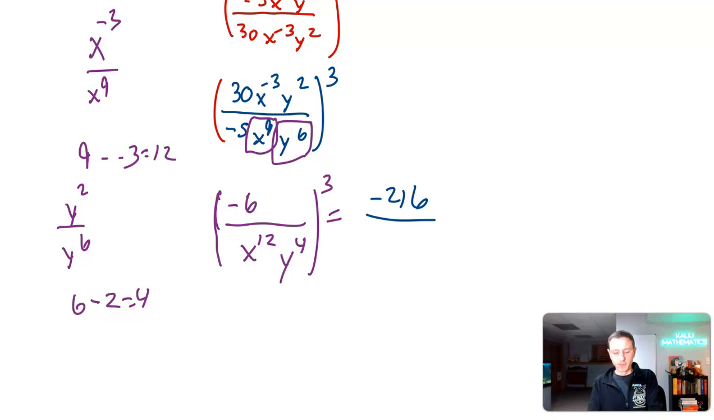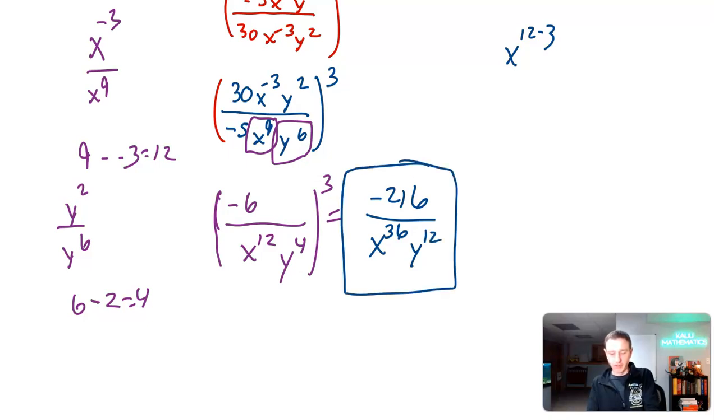Then on the bottom, this is going to be x to the 12th to the 3rd. So that's going to be x to the 12th times 3, which will give us x to the 36th. And y to the 3 times 4, which is 12. So there is our answer.